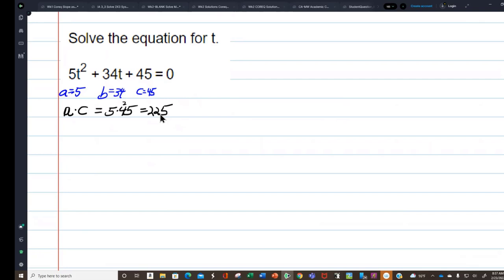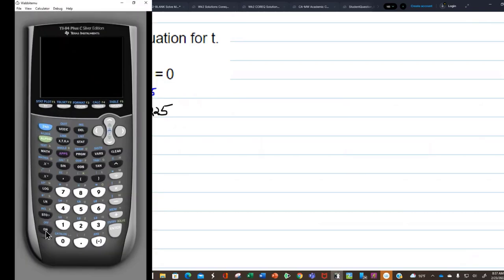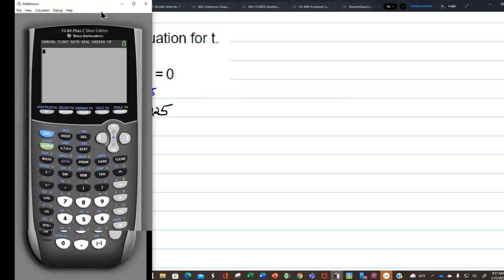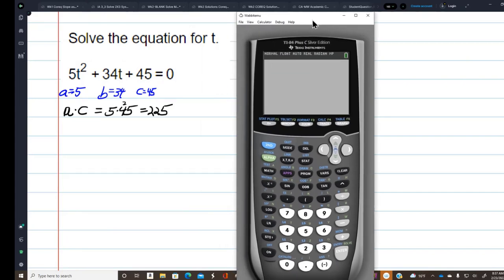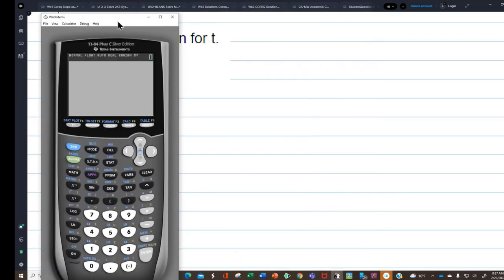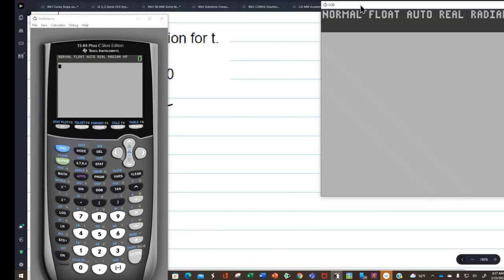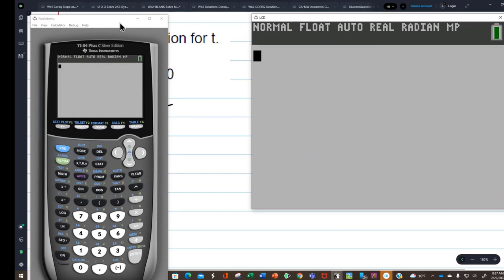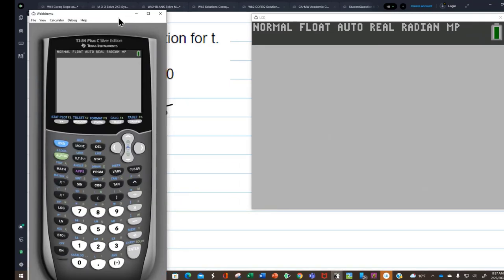So now we have 222. We are going to factor 222 into all the factor pairs, and we need to find the one that adds up to 34. But this could take a really long time, so I'm going to show you a shortcut that you can perform with the calculator. I'll move this back here where it wants to be. Now let's see, our numbers are 5 times 45, that's 225.